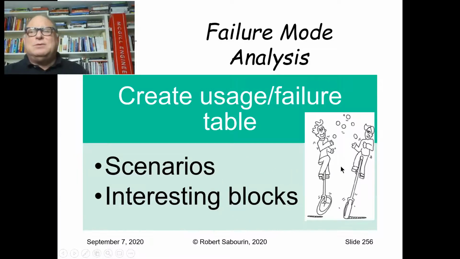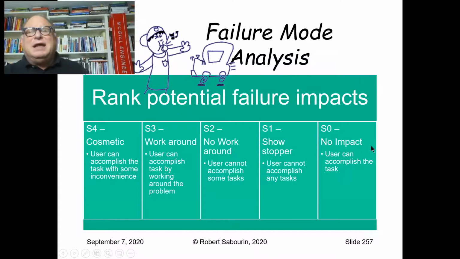So these are the blocks that we really were concerned about. The mapping basically has the rows as usage scenarios and the columns as blocks in our diagram. And then we rank failure impacts. This table with five severity levels is actually common in failure mode and effect analysis textbooks.